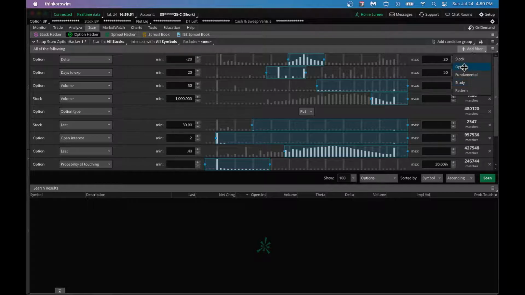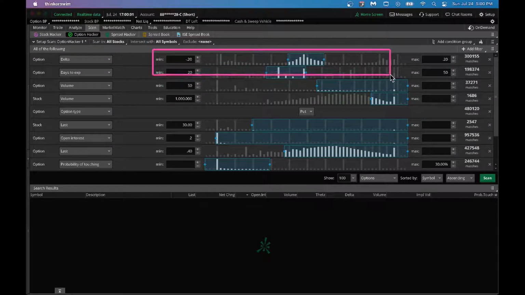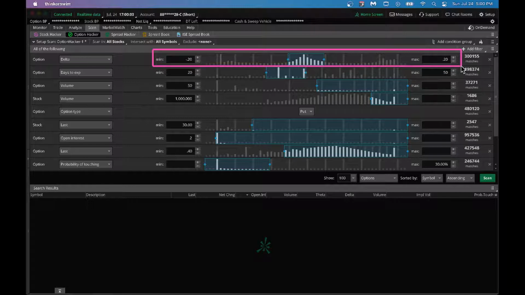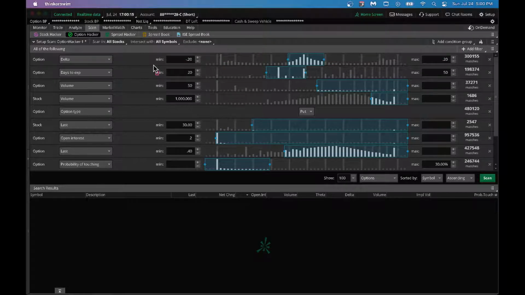You could go on the option here and add a filter here, and you could choose a delta between minus 20 and plus 20. For option sellers, it is a good choice to make. You could choose delta between minus 20 and plus 20. Then next you want to make sure the days to expiration is between 20 and 50.